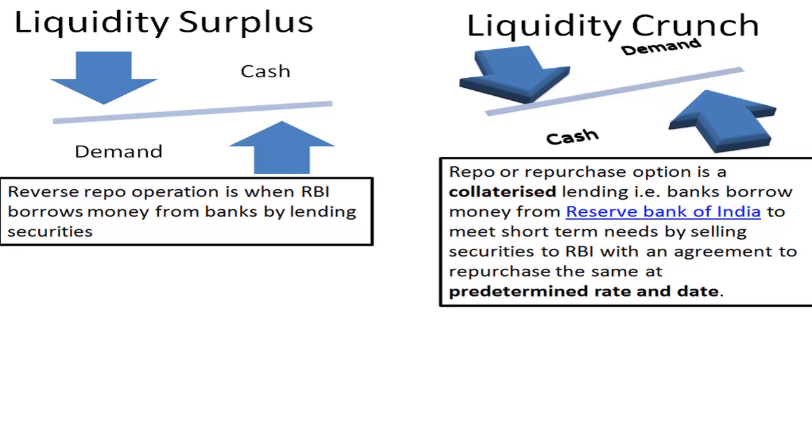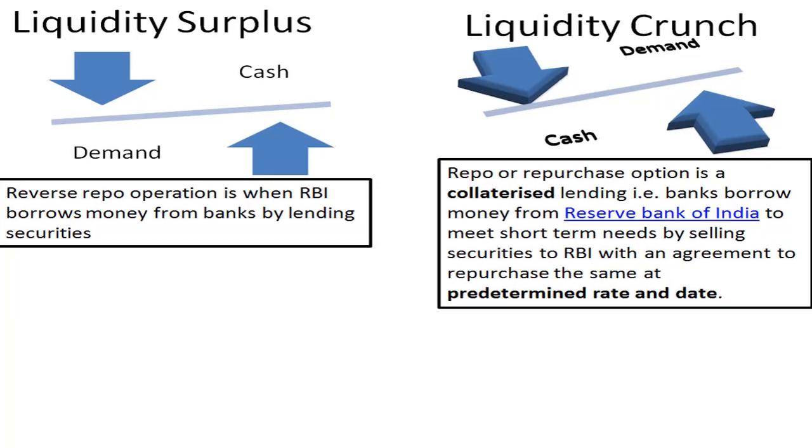So that 1% is very important. By just providing this service, RBI is getting the 1% interest rate. So this is very beneficial for RBI. It is very important for the bank in liquidity surplus and for the bank in liquidity crunch. And this tool of repo and reverse repo, known as the liquidity adjustment facility, is very important because RBI can manage inflation, though on a short-term basis.